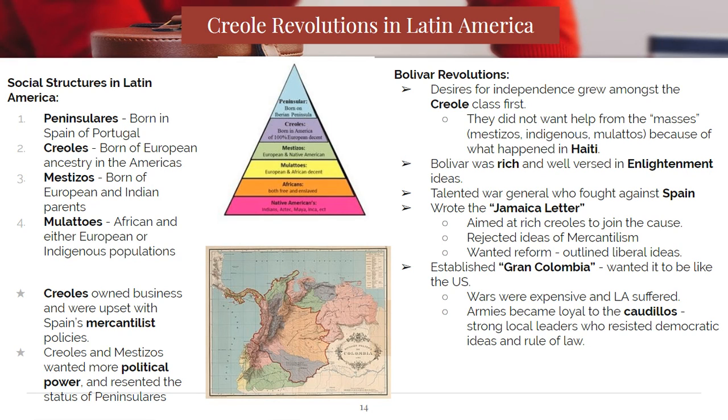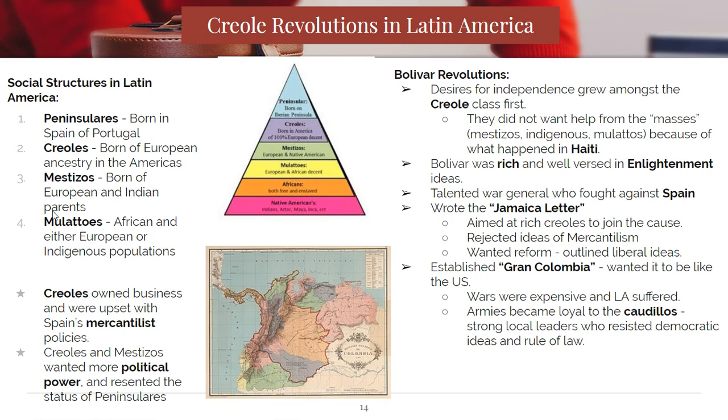So what was going on in Latin America is that, just like in the Americas, nobody was being born in Spain anymore. You had this hierarchy. The Peninsulares were people born in Spain and Portugal. Below them were the whites born in Spanish America. Mestizos were the mix, and the mulattoes were people of mixed African race.